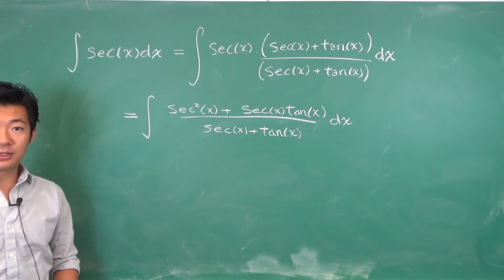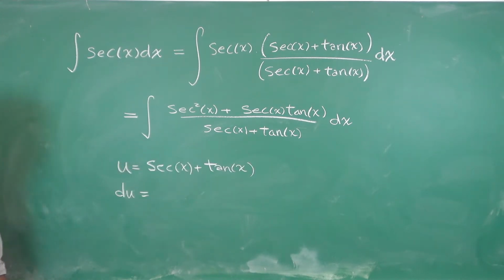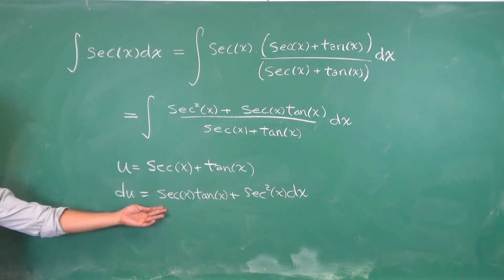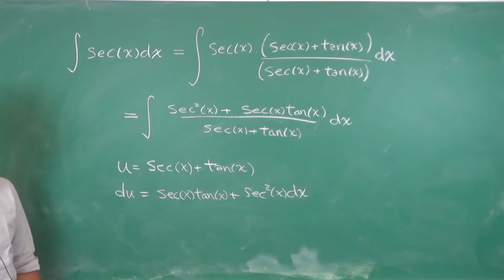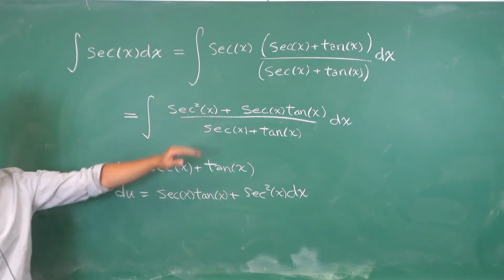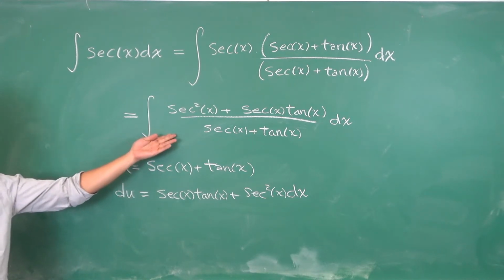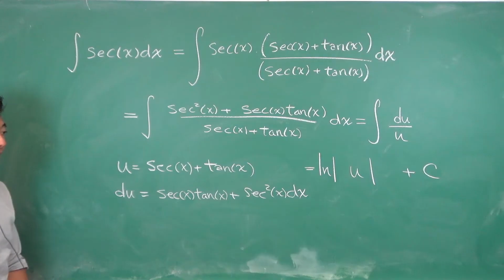Now if we do a substitution, let's say u equal to the denominator, the derivative will be the derivative of secant, which is secant x tangent x. The derivative of tangent is secant squared. So that's exactly the numerator. So we can transform this integral into the integral du over u. And so we have that the integral is natural log of u plus c.